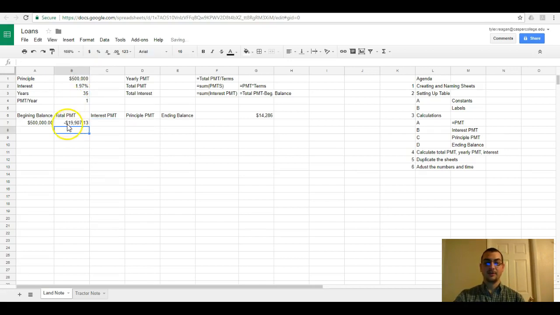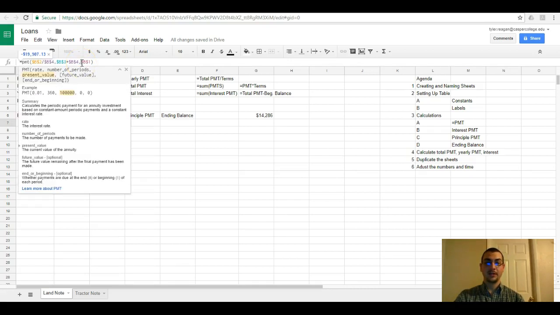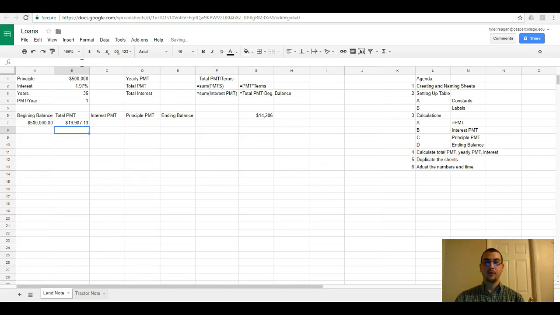And now we see that we have this negative number. Because of the way the payment calculator works, it's going to throw off a negative number. In order to correct that, you want to come in right before this present value and just type in a negative, and then press enter. So now we can see that the payment per year is going to be $19,907.13. We can see that that is a far cry different from the $14,000 if there was no interest altogether.